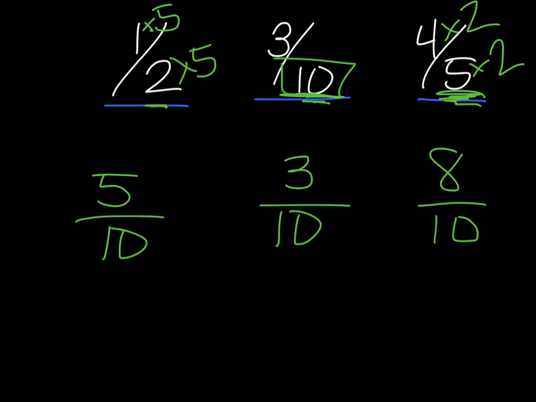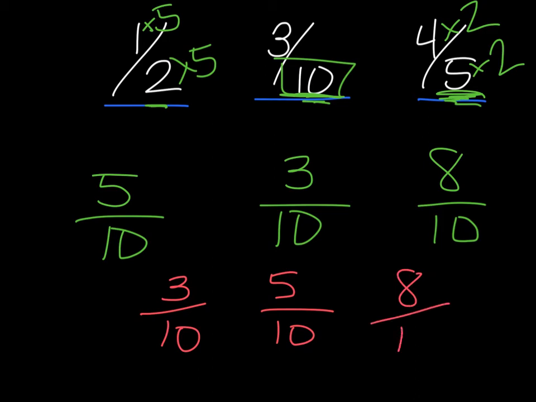Now we have our new fractions to compare. If we're putting them in order from least to greatest, we're going to do 3/10 because 3 is the smallest numerator, then 5/10, and then 8/10. So our fractions are in order from least to greatest.